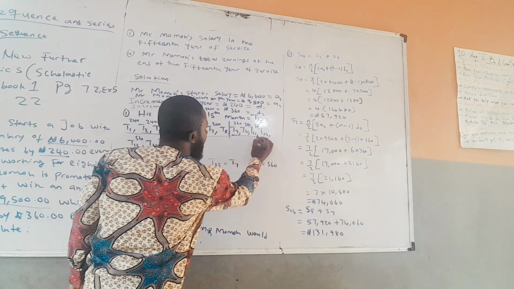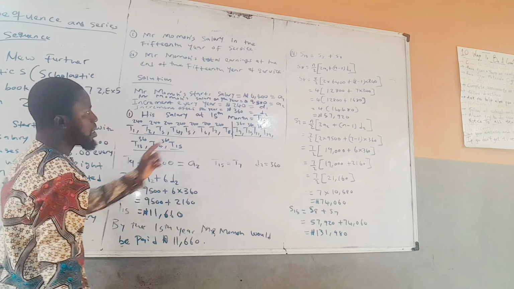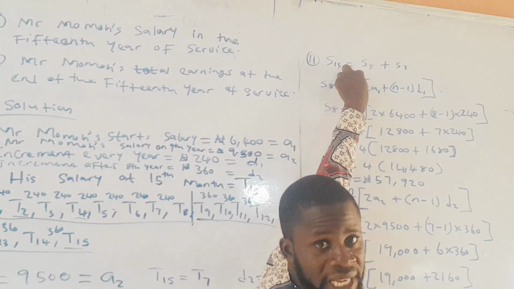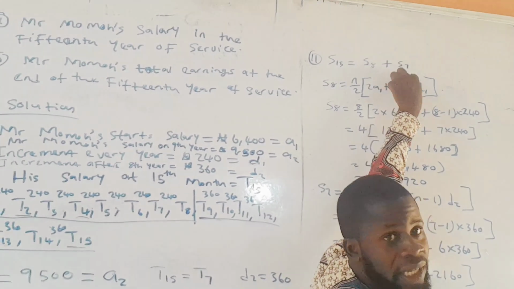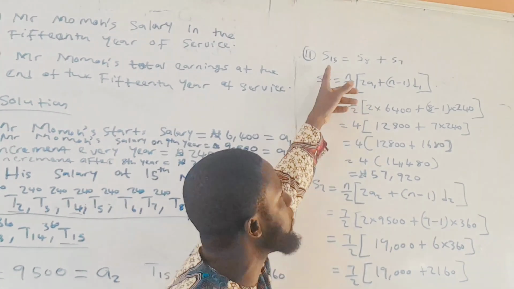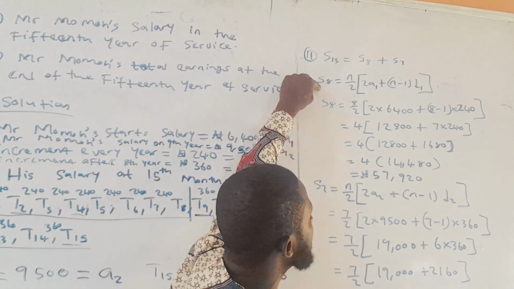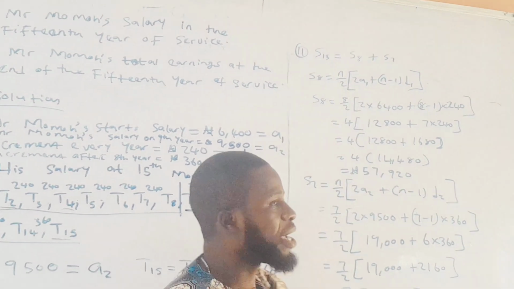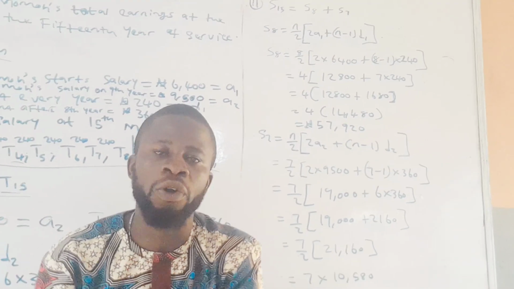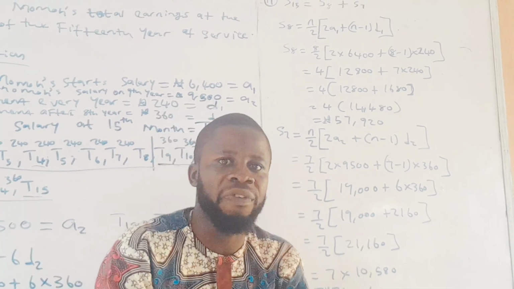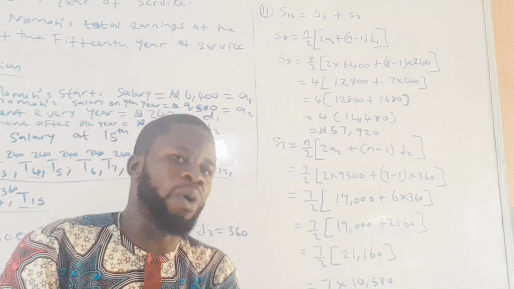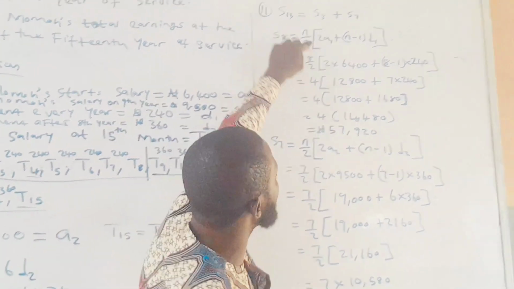But what do we have left here? That's 7 terms. So the sum of 15 terms will be the sum of the first 8 years plus the sum of the 7 years after the 8 years. So that will make your 15. To get your S8, using our formula, you either use n over 2 into bracket a plus l, but if you are not given the last term, you use n over 2 into bracket 2a plus bracket n minus 1 bracket d. That's why we are having d.